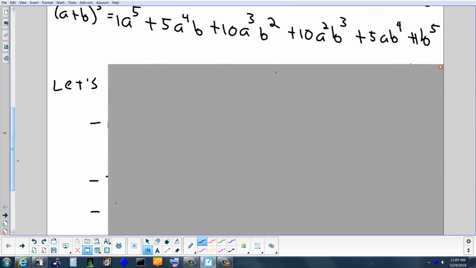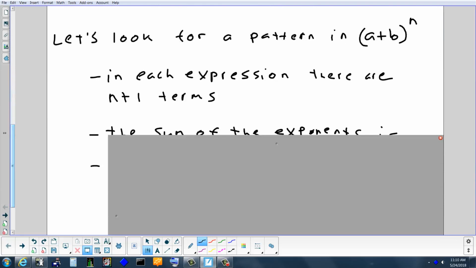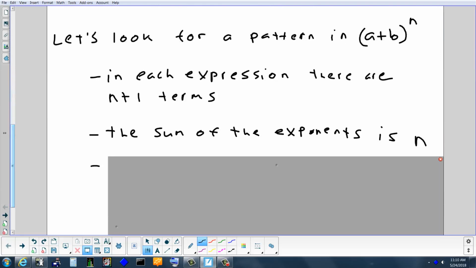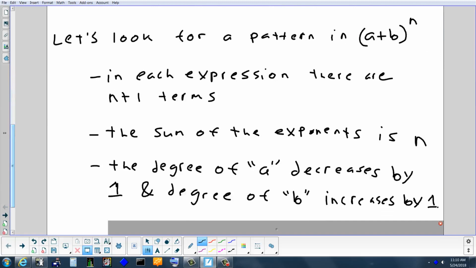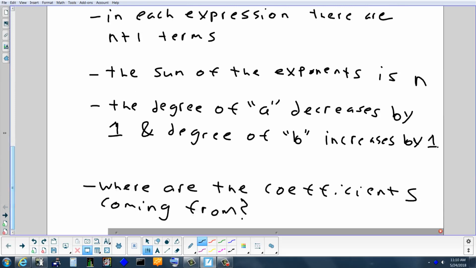So we can write some of these down. We just said that one is n plus 1 terms. The sum of the exponents on each term is n. Okay. The degree of A goes down by 1. The degree of B goes up by 1. And we answered this last question. Where are the coefficients actually coming from? Pascal's triangle.